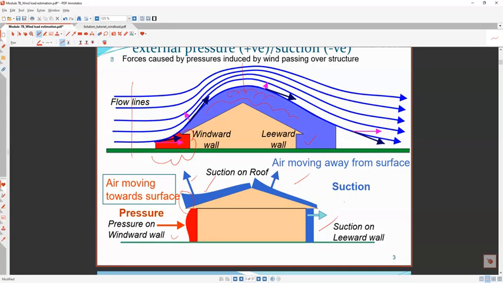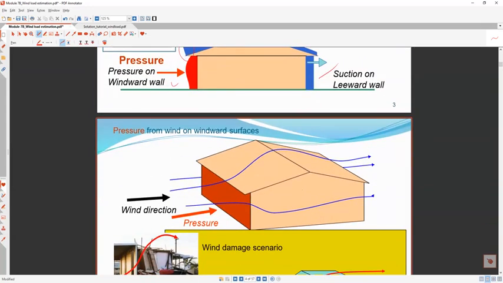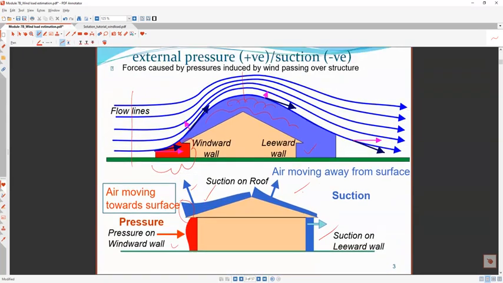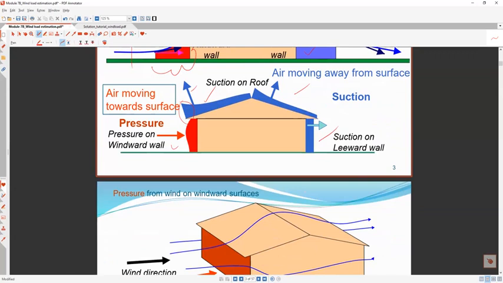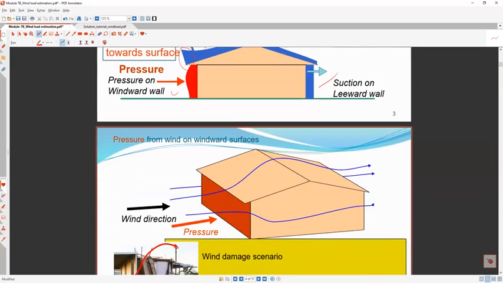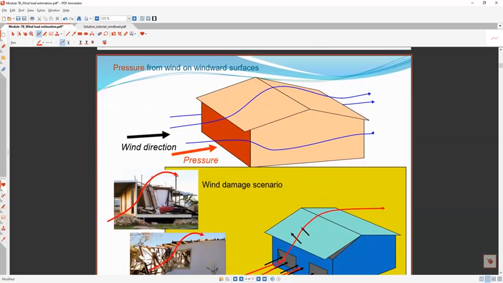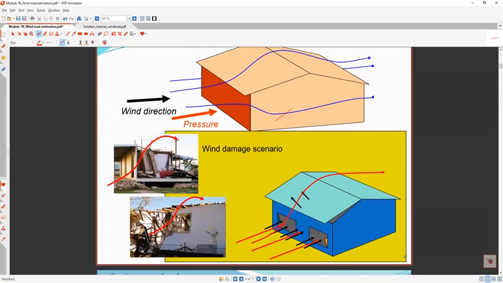Now one thing we have not shown here is the side also. Here what we have talked about is the windward wall, leeward wall, and the roof. Now what about the sides? Because the wind will also flow through the sides. You can see that at the side walls there will also be separation, because again it is not following the path. So all these side walls will also be subjected to the suction effect. So it's again a suction, okay?